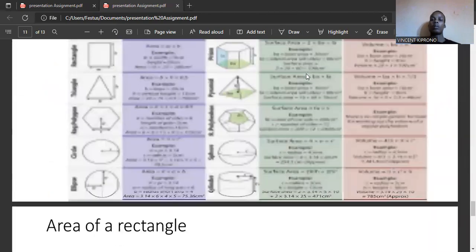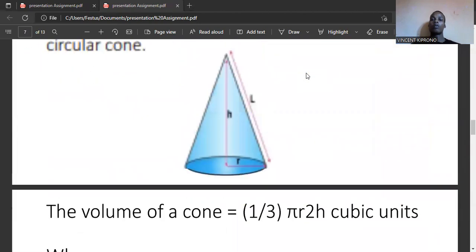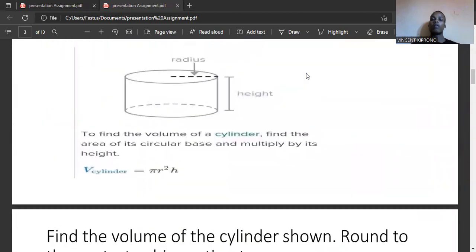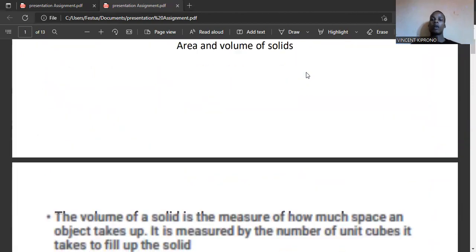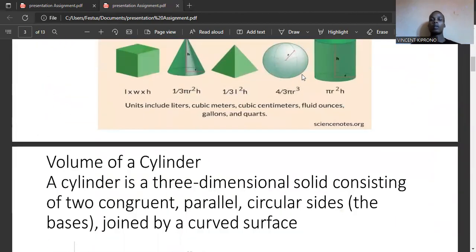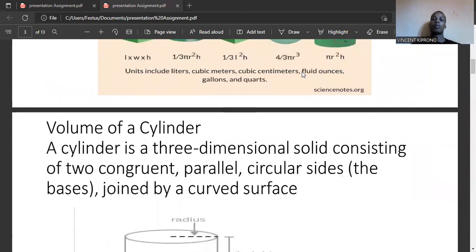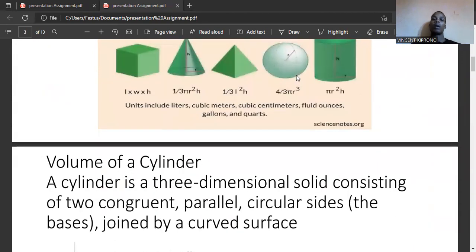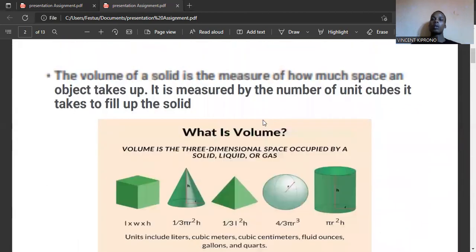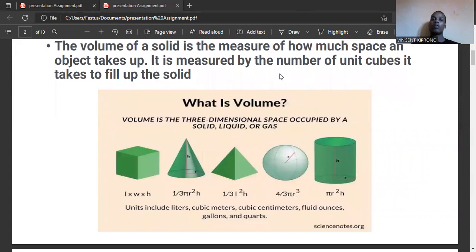Okay, and today you are learning about measurement, a subtopic of area, how to find the area of solids. We have looked at volume. We have looked at pyramid, sphere, triangle, rectangle, square, and so forth. And I've told you always, units included when finding the area and volume are always liters, cubic centimeters, cubic meters, fluid ounces, gallons, and quarts. Okay. So up to that far, I think you have all understood. We can end our session. Be present.